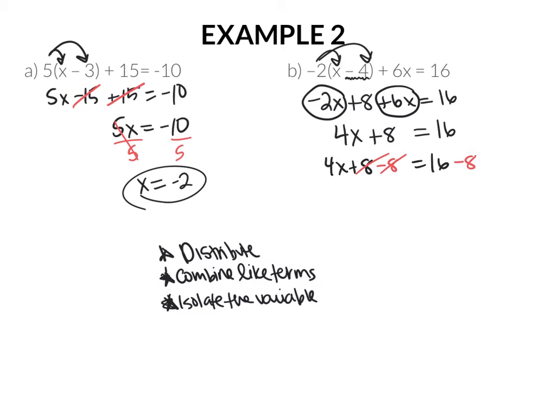I continue isolating my variable by subtracting 8 on both sides, leaving me with just 4x and 8. I divide by 4, and x is equal to a positive 2. You'll notice that after you do the distributing and combining like terms, you're ending up with those two-step equations that you've already mastered and been practicing.